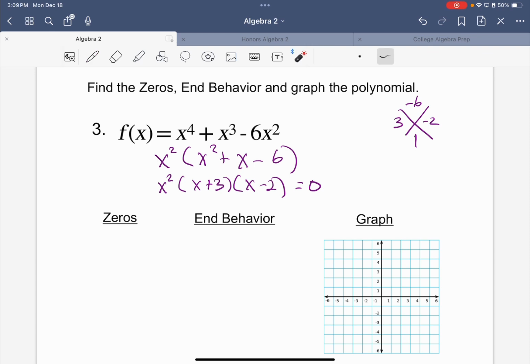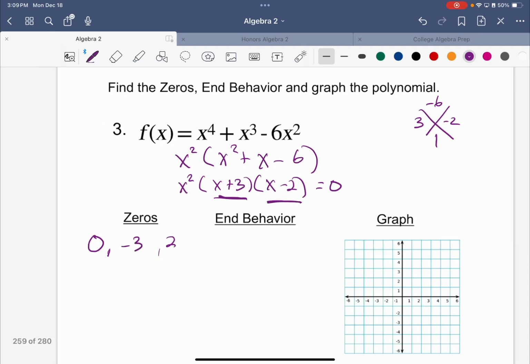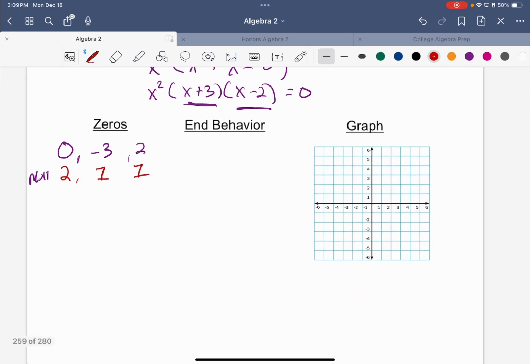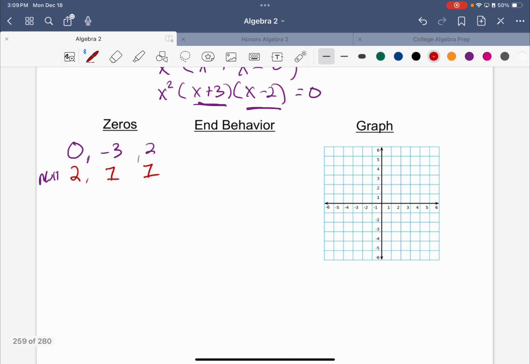So again, we start asking ourselves the questions. x squared, so that's 0. x plus 3, -3. And x minus 2, positive 2. Multiplicity. 0 has a multiplicity of 2. -3 has a multiplicity of 1. And 2 has a multiplicity of 1. We've got the multiplicities taken care of.